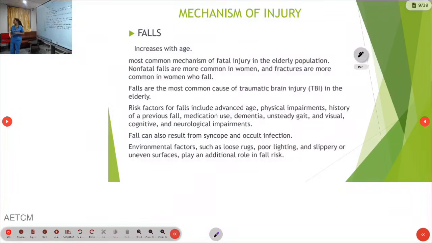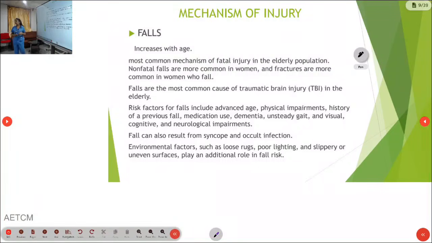So now we will talk about the mechanism of trauma. In most elderly patients, as we get older, there will be imbalance, and the most common mechanism of injury will be fall. It could be fatal or non-fatal. Non-fatal falls are more common in women, and fractures are also more common in females due to increased risk of osteoporosis. Fall is also one of the main causes of traumatic brain injury in the elderly.